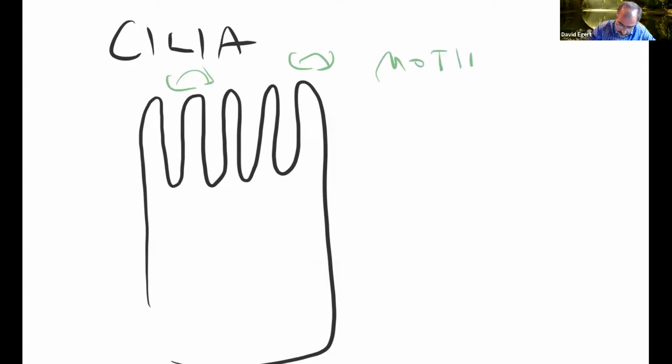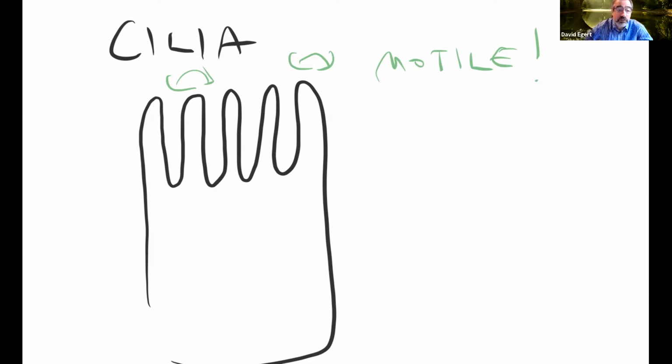Motile. These are going to be able to sweep things across the top of the cell. These are the things that sweep the egg down the fallopian tube after it's been ovulated, as it goes down towards the uterus. These are the things that are sweeping the mucus up your respiratory tract so you can get rid of it after it's trapped the dust that you've breathed in, particularly these days.